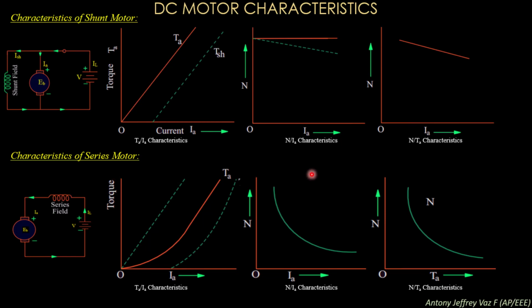So today we have seen the characteristics of DC machines, the EMF equation of a generator, the voltage equation of a motor, and some classifications of DC machines.